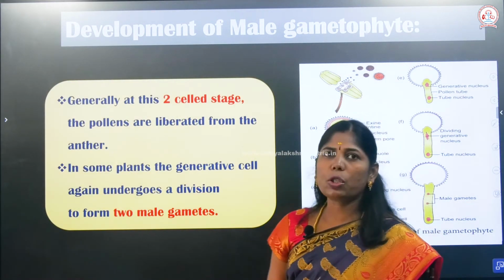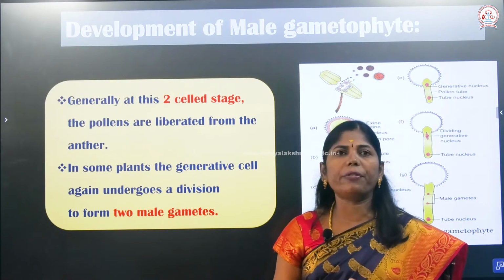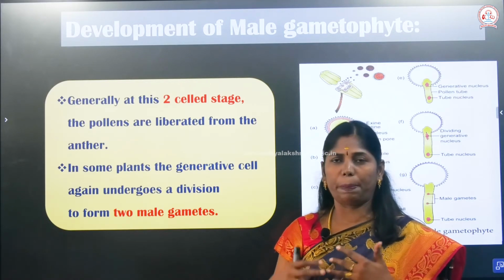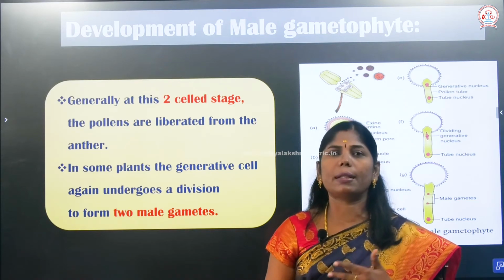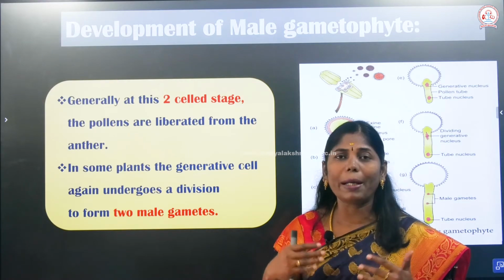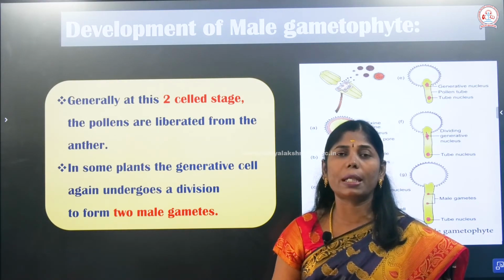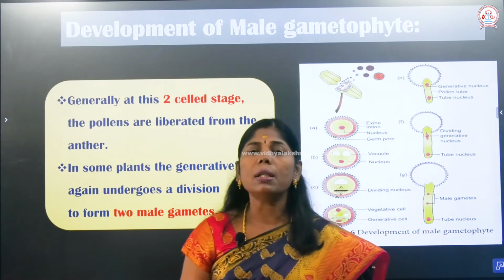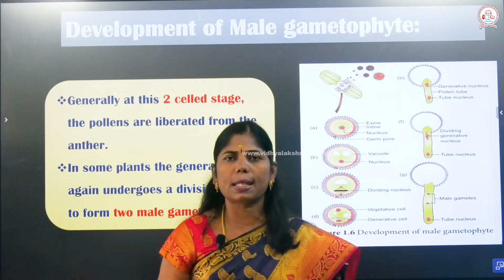Generally, at this two-celled stage, the pollen grains are liberated from the anther. But in some plants we can see the three-celled stage. What is the three-celled stage? The generative cell again divides, by mitotic division, to give two male gametes. So that is the three-celled condition. But most angiosperms have the two-celled stage. In angiosperms, about 60% are formed at the two-celled stage.